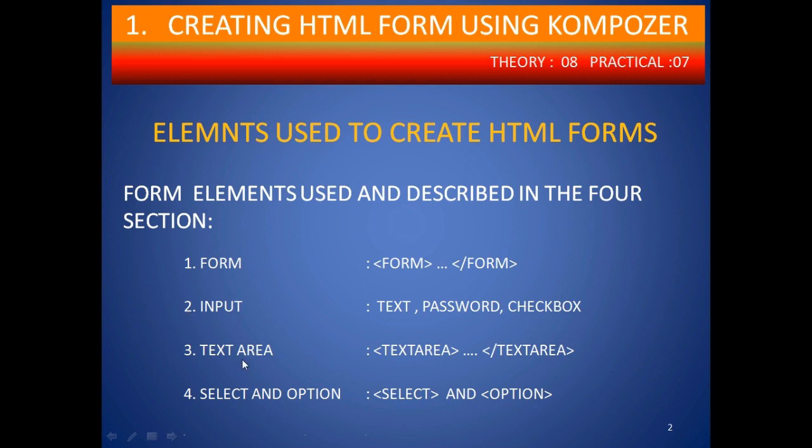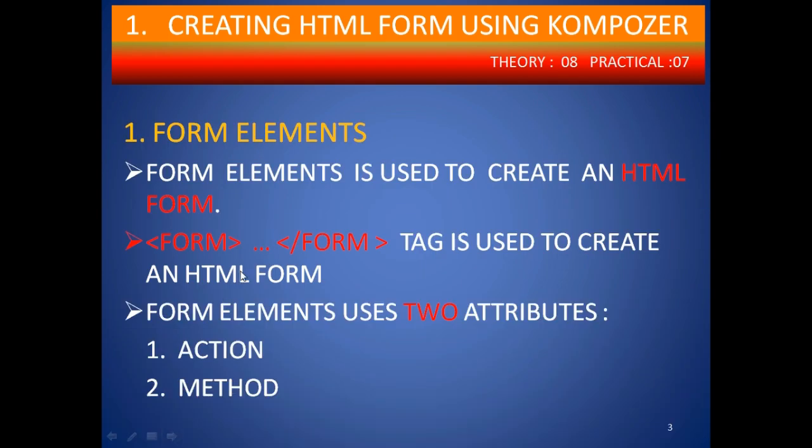Our next element is text area. Text area is also known as a container tag, because text area has a starting point and an ending point. Our fourth element is select and option. Select and option, we can say, is a drop-down list or selection menu. So students, keep in mind these are the 4 elements in HTML forms. So let's begin with the first element.